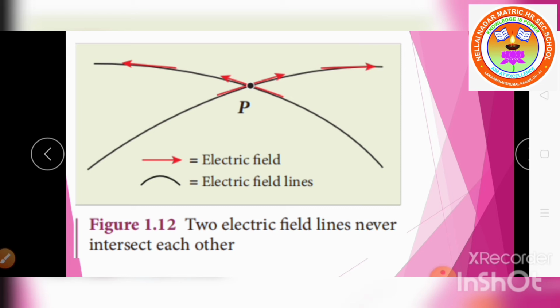It does not happen. If some charge is placed at the intersection point P, if I place one charge, then it has to move in two different directions at the same time. Here we are placing one charge. This charge has two electric field directions, which means the charge wants to move in two different directions at the same time. It is physically impossible. Hence, the electric field lines do not intersect. Understand? Next point.